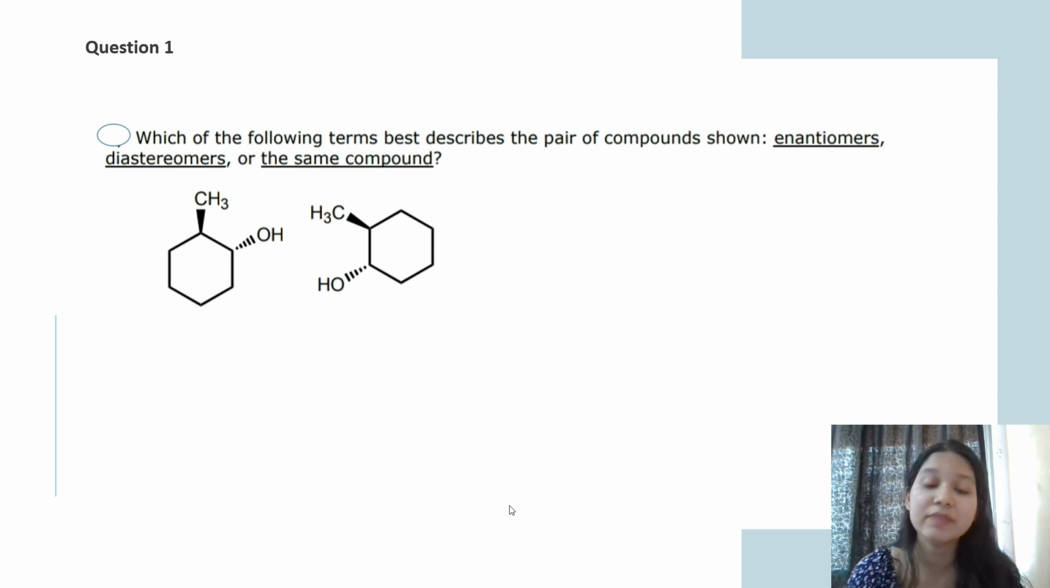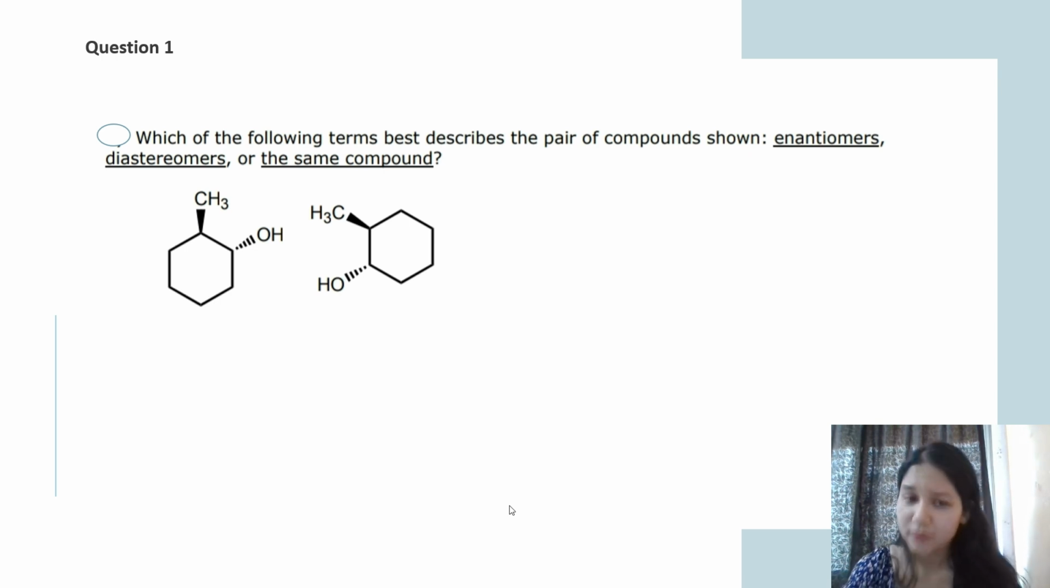The given compounds will be enantiomers if they have a relation of non-superimposable mirror images. And these will be the same compound if the substituents are placed at the same positions of the cyclohexane ring, also oriented in the same orientation in 3D as well. So then they will be termed as the same compound. And they will be called diastereomers if the two compounds are not mirror images. They do not possess a relation of being mirror images.